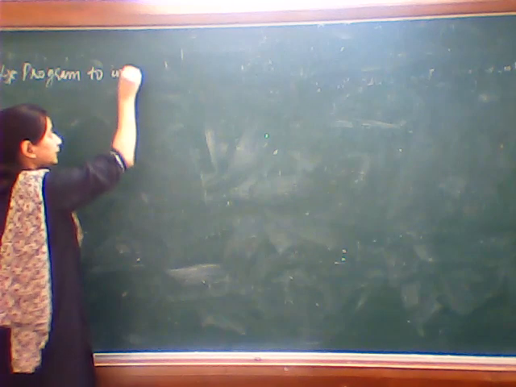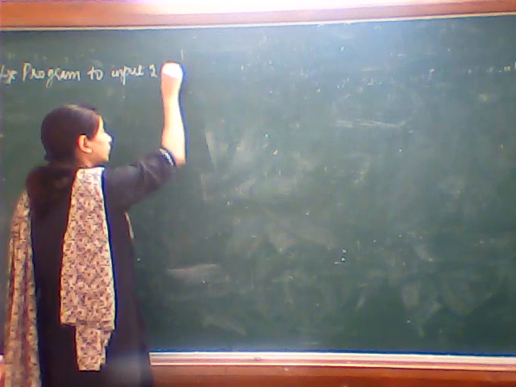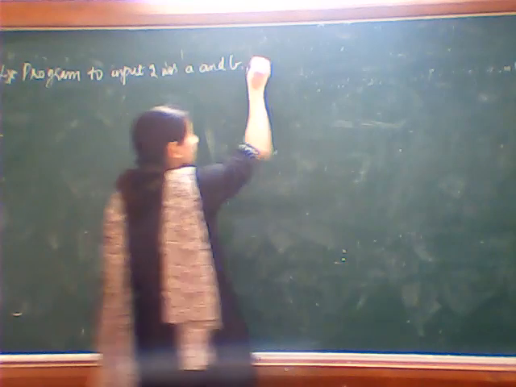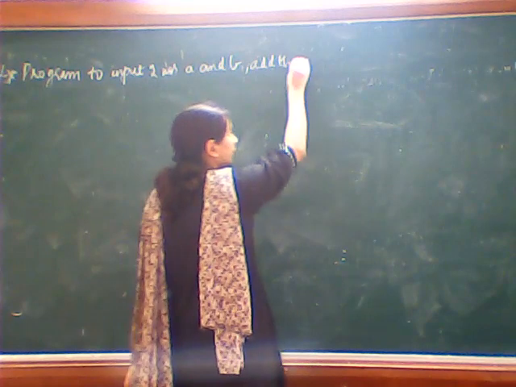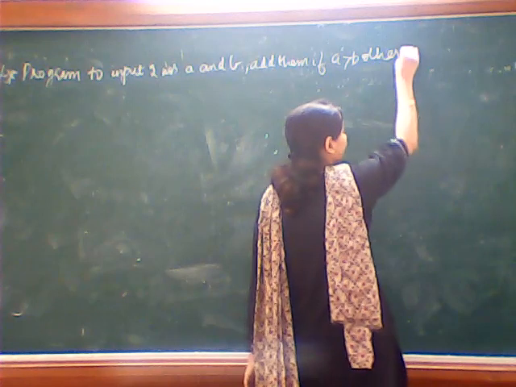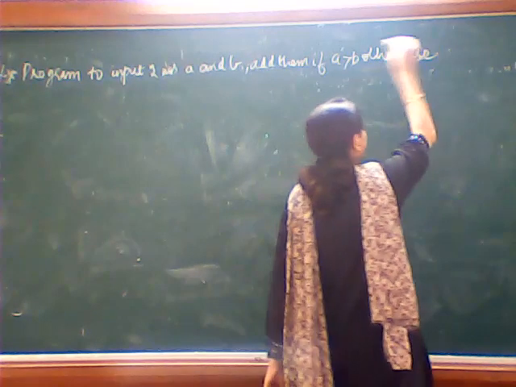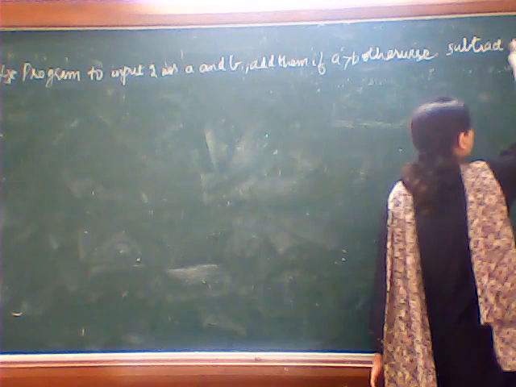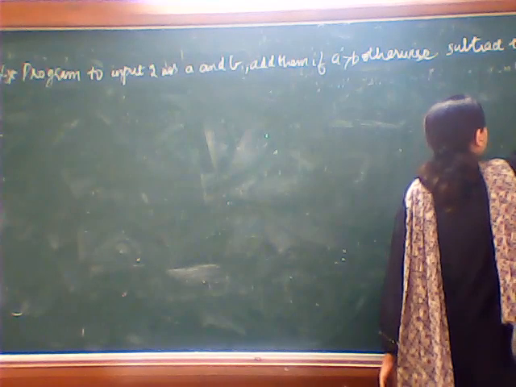Write a comment. This is a program to input two numbers, A and B, comma, add them if A is greater than B, otherwise subtract them. What we are going to do otherwise? We are going to subtract the two values if A is not greater than B. Okay, and then display the result on the screen.